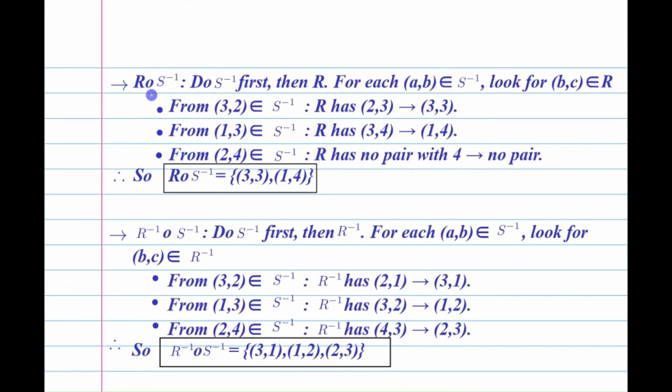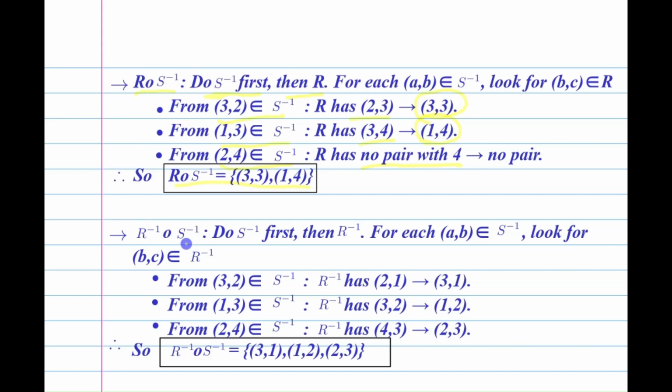Next, R composition S inverse, or R∘S inverse, which means do S inverse first then R. For (3,2) in S inverse, R has (2,3), which gives us (3,3). For (1,3) in S inverse, R has (3,4), which gives us (1,4). For (2,4) in S inverse, R has no pair starting with 4. So R composition S inverse is {(3,3), (1,4)}.